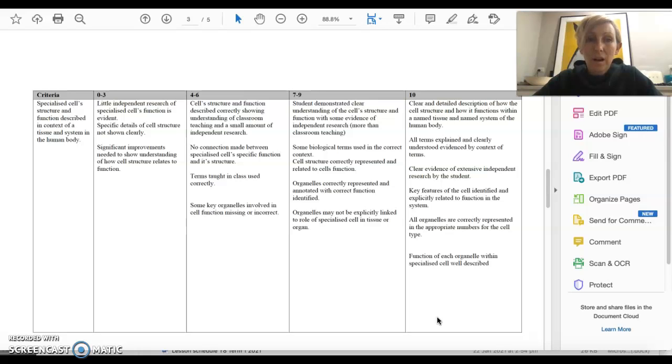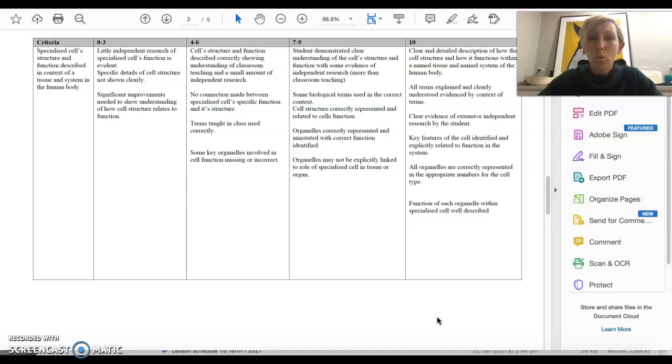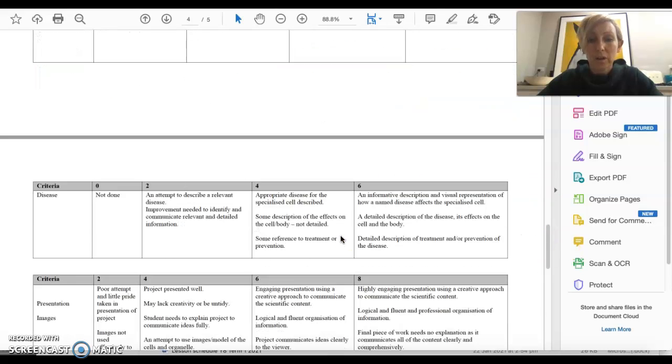Organelles that are typical of that cell type are correctly represented, so they're drawn well or represented well and correctly, and you've described what they do within that cell. So why are they important to that cell's function?